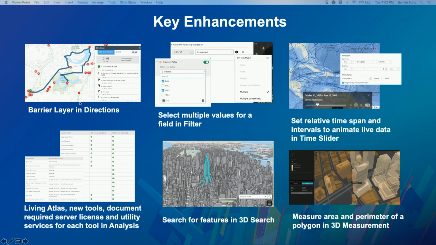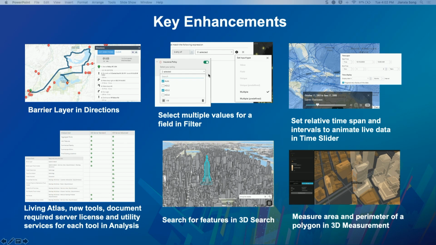And key enhancements we have, first, barrier layers in directions. A lot of people say, I don't want to click on the map to add my barriers. I want to have a layer in the map assigned as a barrier layer so I can do the directions against it. This requirement is from hurricane situations. They want to know how to get to the hospital, but a lot of roads, a lot of places are blocked. So they want to have a layer there.